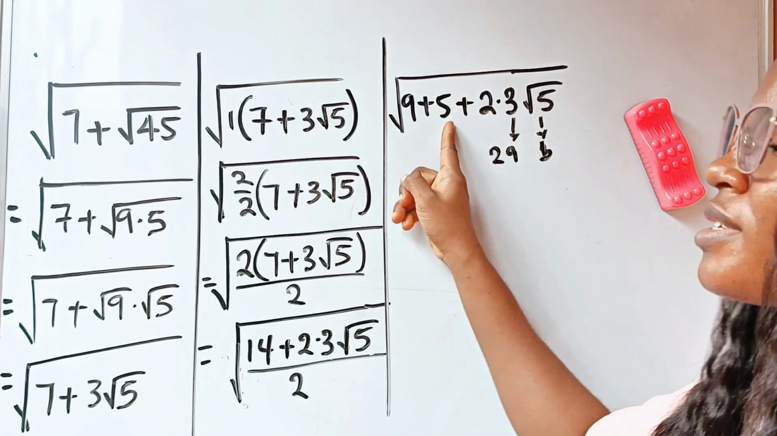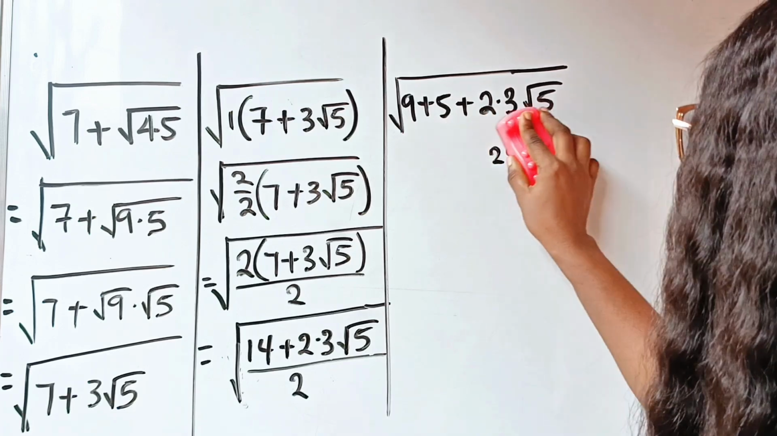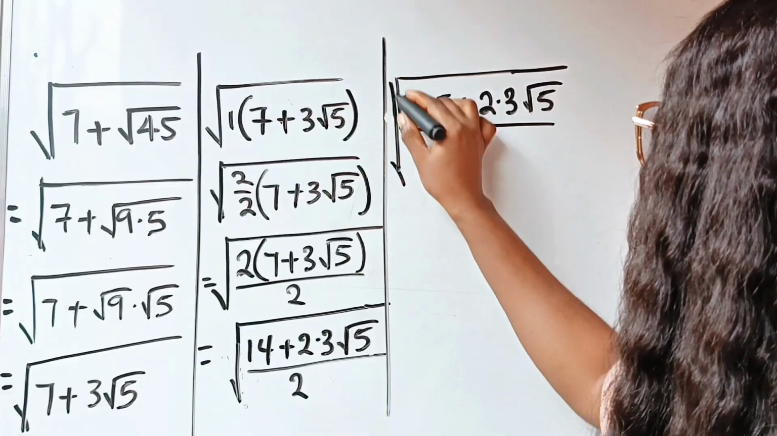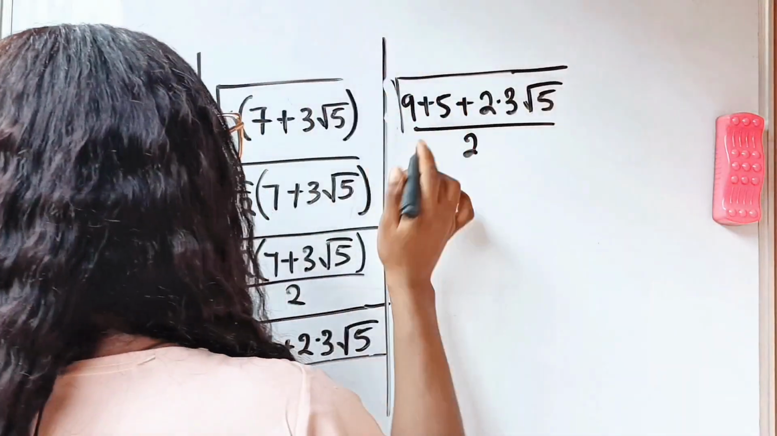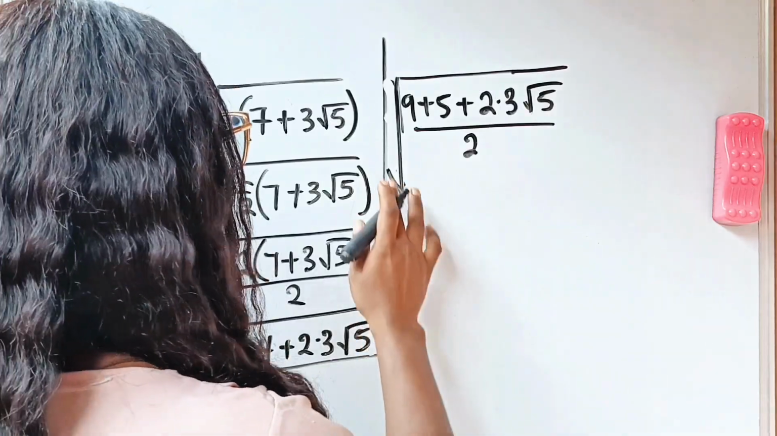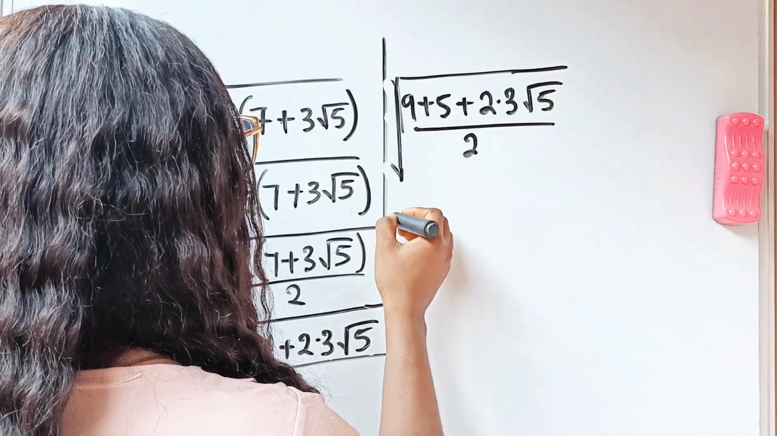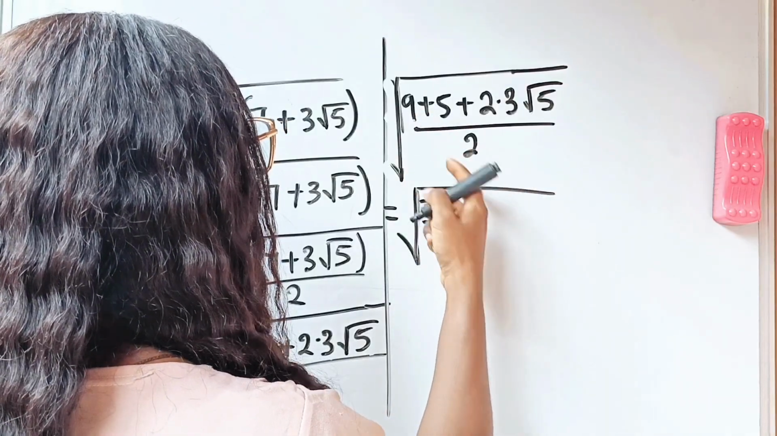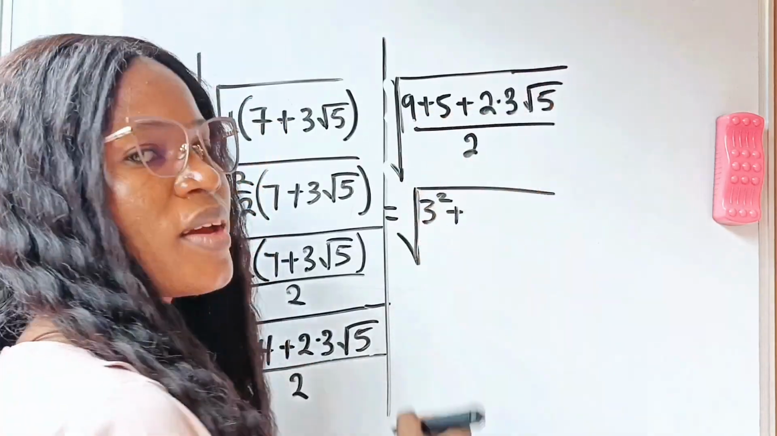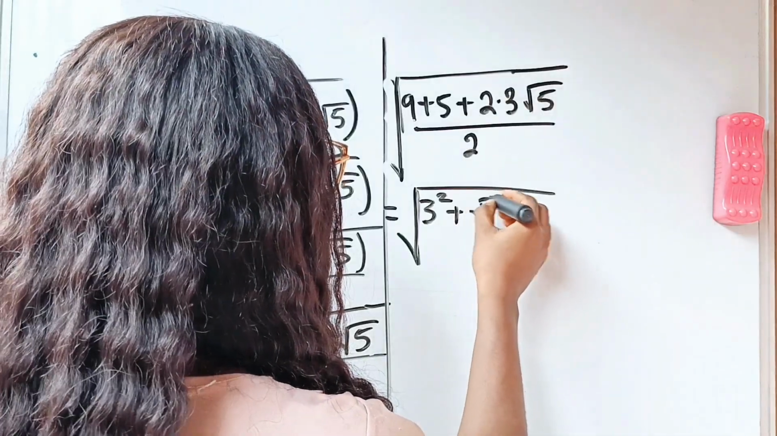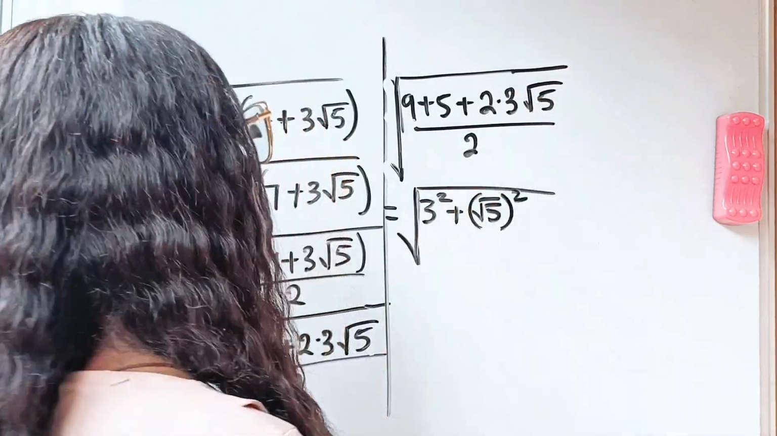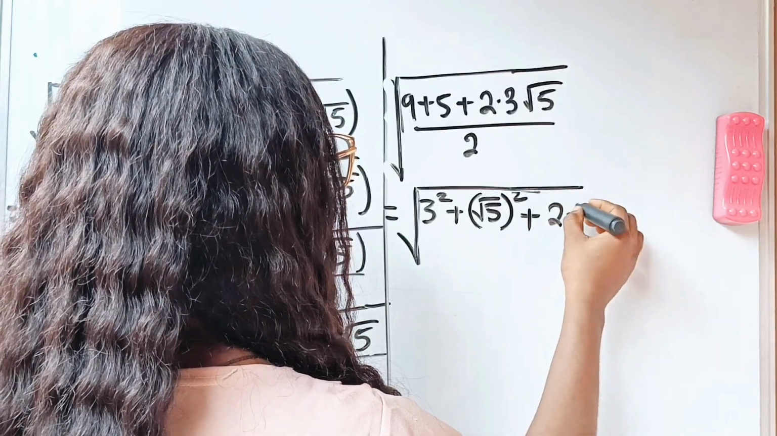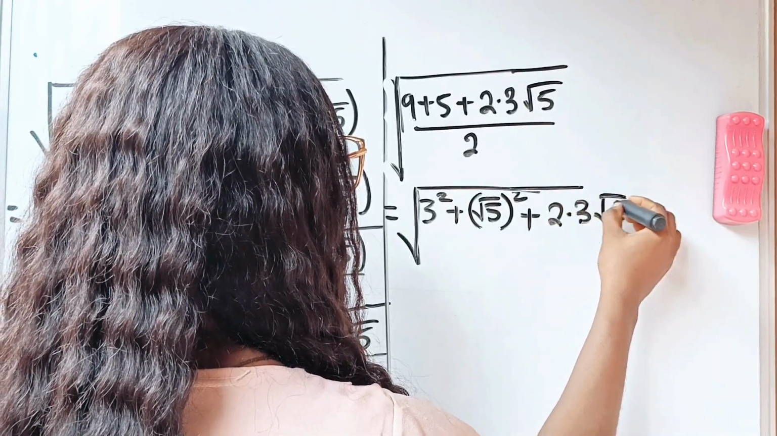And this root 5, we are going to see how we are going to form it. All right, now divided by 2. Okay, so at this point we have 3 is the same thing as 3 squared, 9 is the same thing as 3 squared, plus, and 5 is the same thing as root 5 squared. You see where root 5 is coming in? Root 5 squared. Okay, then plus 2 multiplied by 3 root 5.